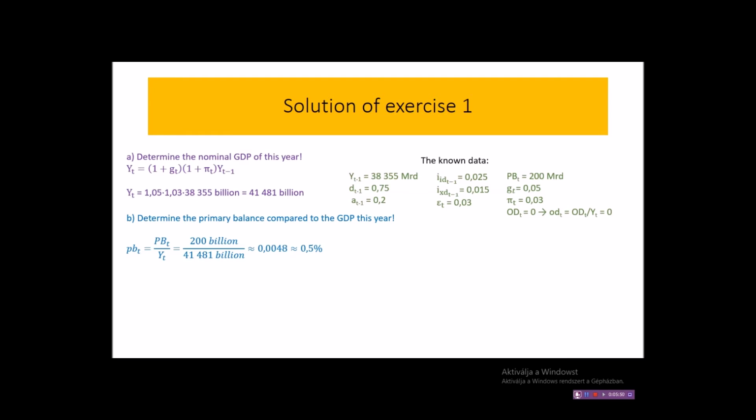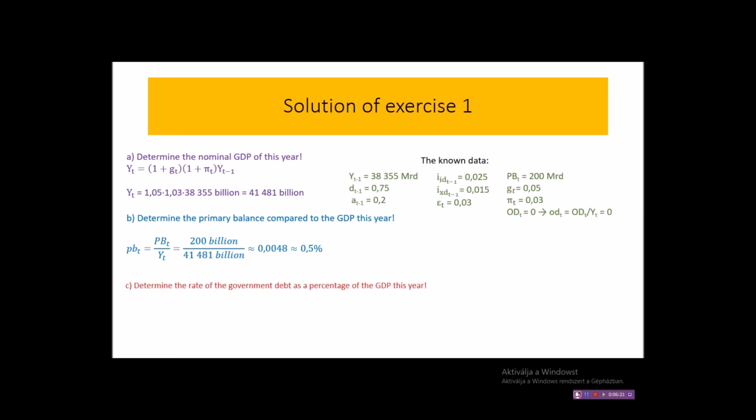According to the formula, lowercase pbt equals pbt over epsilon t. This is very easy and simple. So 200 billion forints over 41,481 billion forints, that is 0.0048. If we want to give this number as a percentage, that will be 0.5% after a small rounding. Usually we give the ratio of the primary balance rounded to the first decimal place.